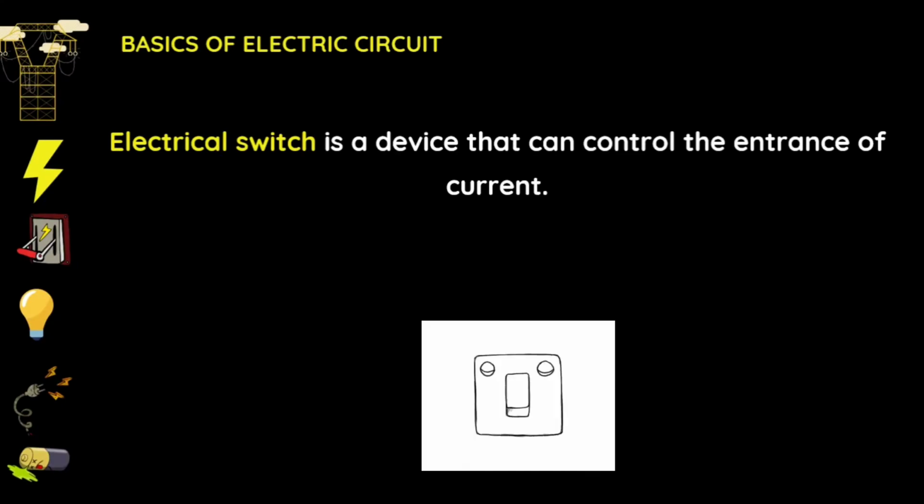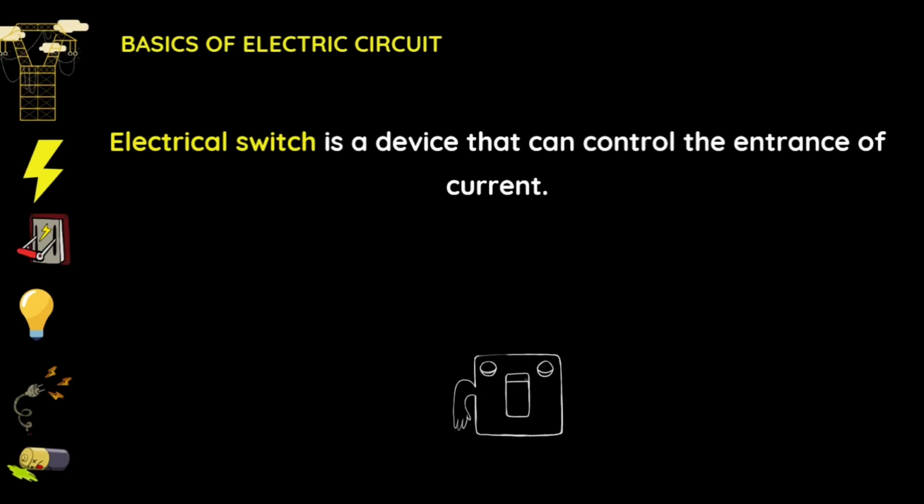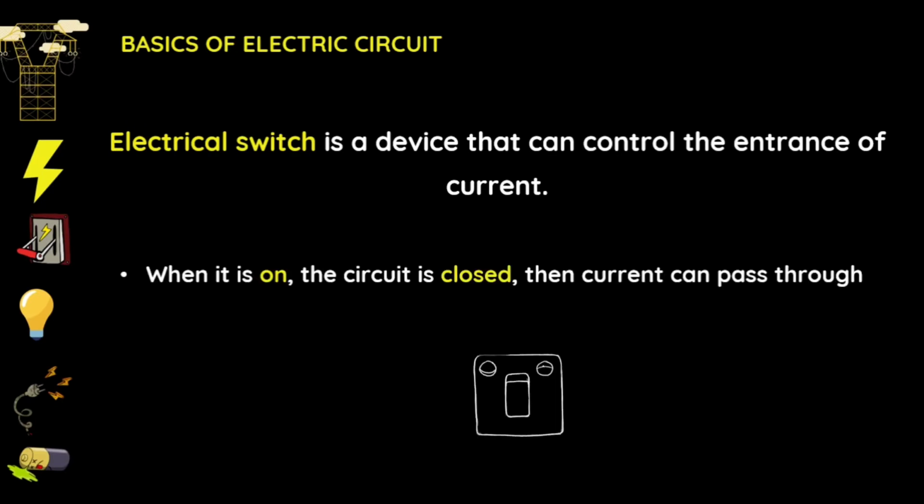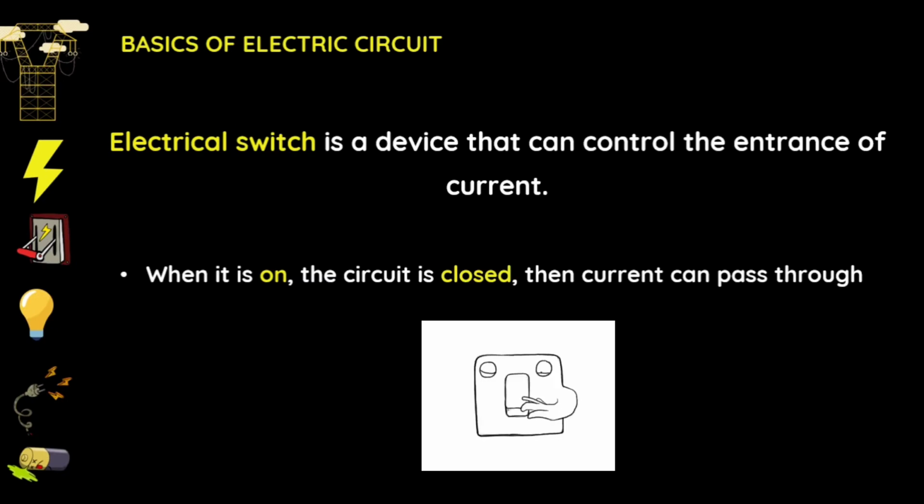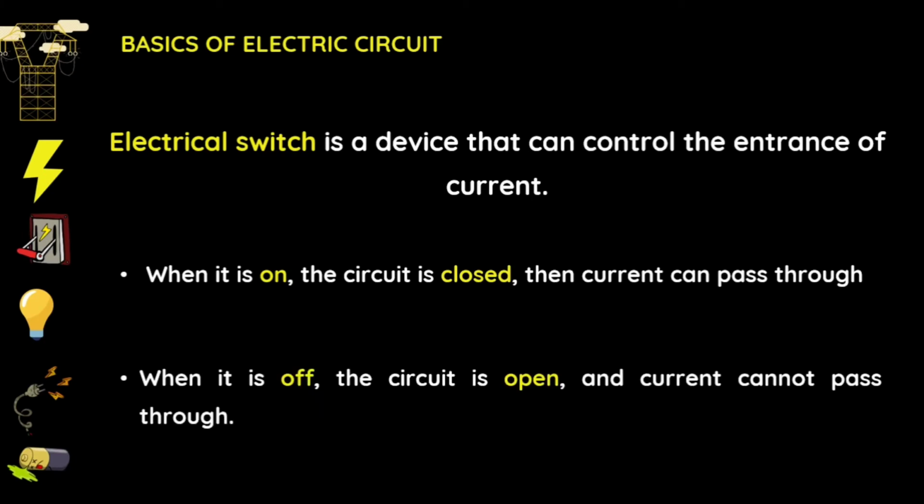Electrical switch, which is an additional element in an electric circuit, is a device that can control the entrance of current. When it is on, the circuit is closed. Then current can pass through. When it is off, the circuit is open and current cannot pass through. So you have an open switch and a closed switch. When the switch is on, the circuit is closed. Take note of that. While when the switch is off, the circuit is open.